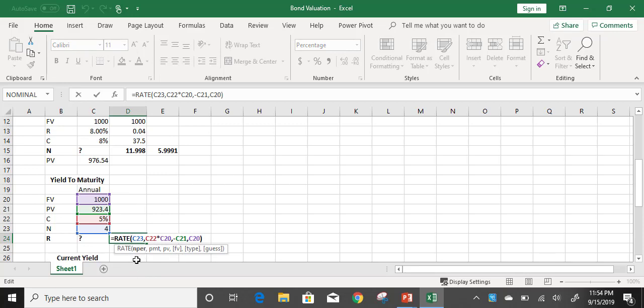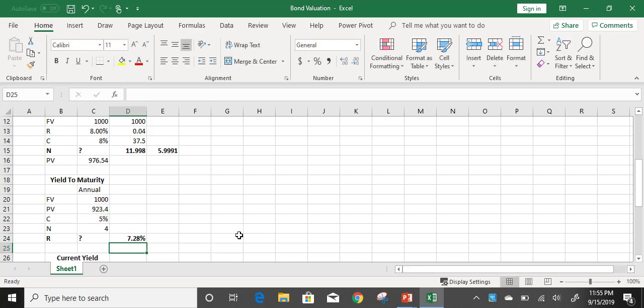The rate function requires you to give the value for NPER, which is 4, and PMT. So what I've done is I multiplied the coupon interest rate with the face value, which is located in cell C20, and the present value, because you are paying the market price to get the bond, is a negative, followed by C20, which is the face value of the bond.